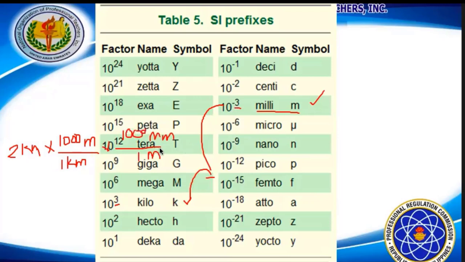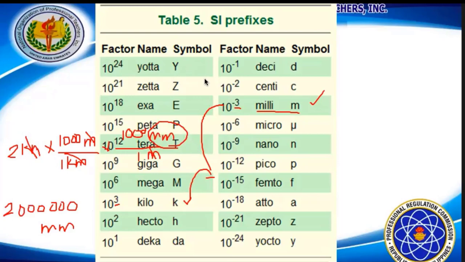Then, just multiply. Ilang zeros ba? 1, 2, 3, 4, 5, 6. So, the correct answer is 2, tapos 6 na zeros. Kasi 2 times 1,000 times 1,000. So, ikakancel ko lang si kilometer, kilometer, meter, meter. Ang natitirang unit is millimeter. Yun yung hinahanap natin. So, 2 kilometers is equal to 2 million millimeters. Ganyan yung pag-convert.